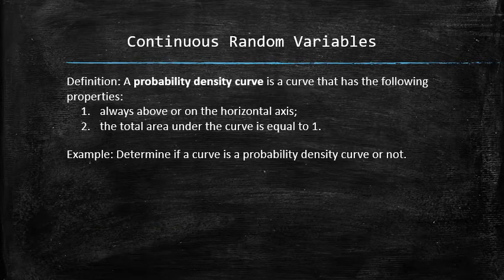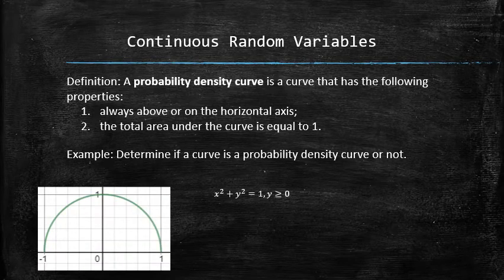Let's try another one. Let's find out if the upper half of the unit circle is a probability density curve or not. The graph is entirely above the x-axis, but the area of the half of the unit circle is not equal to 1. You can easily verify that by using the formula for finding the area of a circle with the radius 1. The given curve is not a probability density curve.